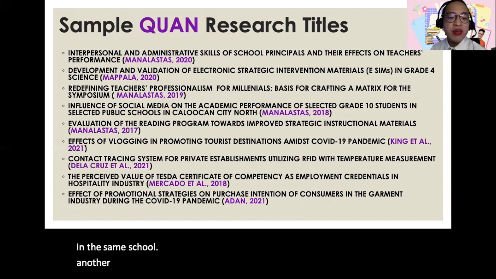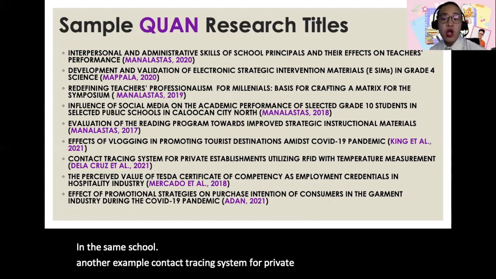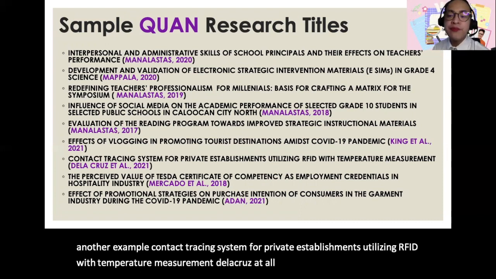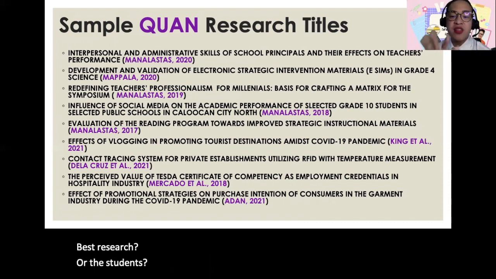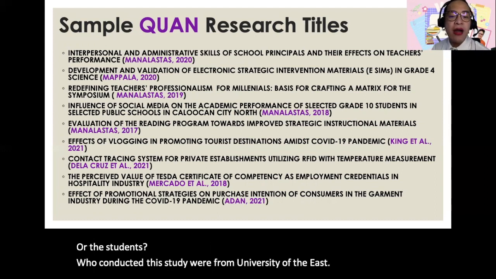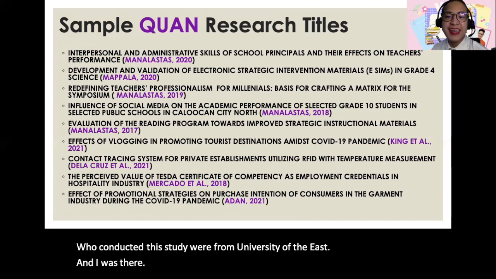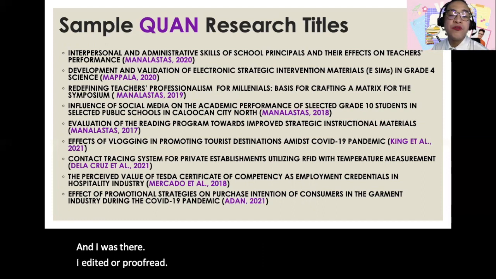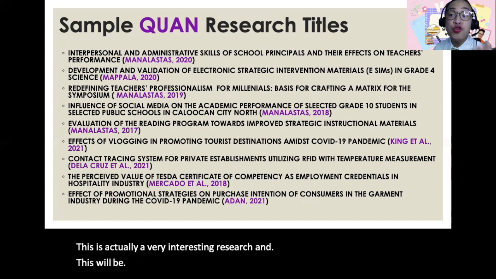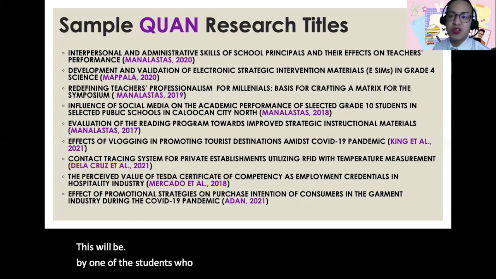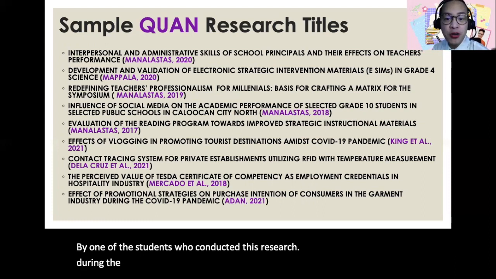Another example, contact tracing system for private establishments utilizing RFID with temperature measurement. De La Cruz et al. 2021. The students who conducted this study were from University of the East, and I was their grammarian. I edited or proofread their research, and this is the title of the research. This is actually a very interesting research, and this will be introduced by one of the students who conducted this research during the work immersion webinar. So wait for the discussion on this research.